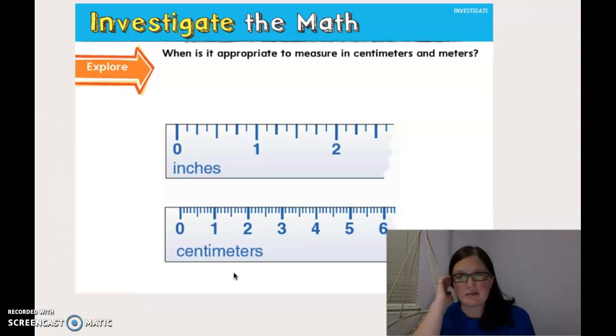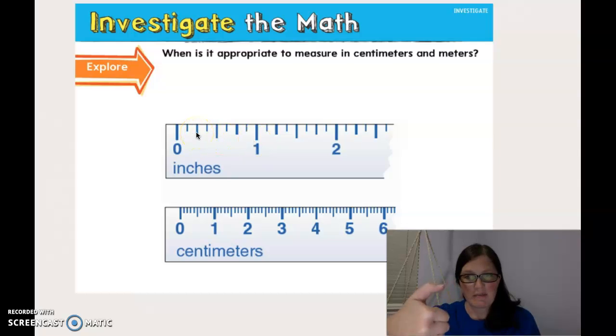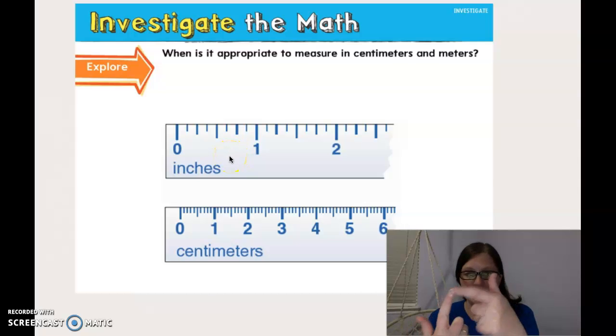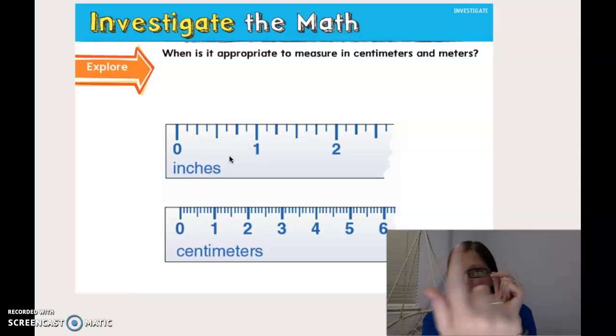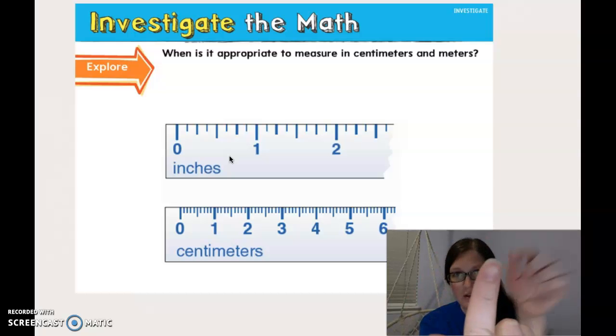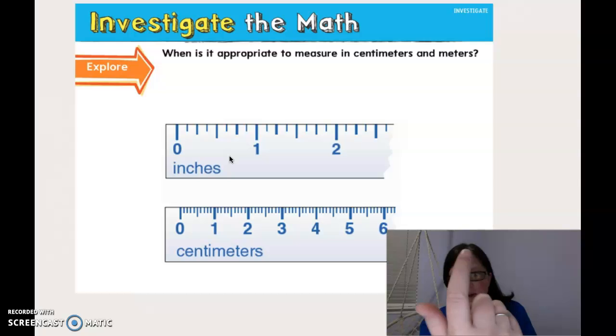So let's talk about centimeters and inches. Let's compare these two rulers. We have our inches. Here's 1 inch. Remember, 1 inch is about that first joint in my thumb. And look at our centimeters here. 1 centimeter is much shorter than 1 inch. In fact, 1 centimeter is about the width across of my fingernail, okay? So across here is about 1 centimeter.